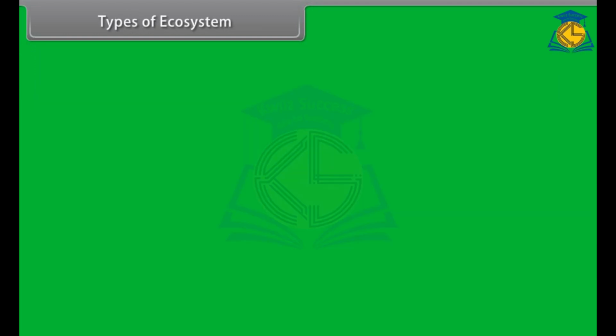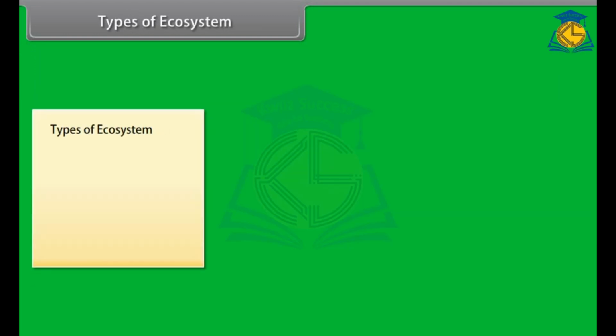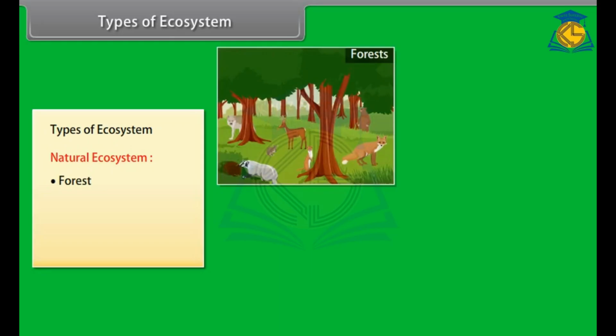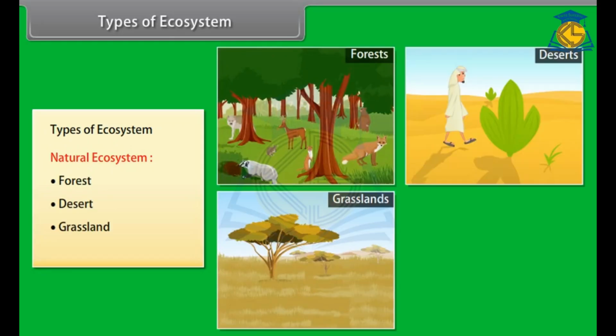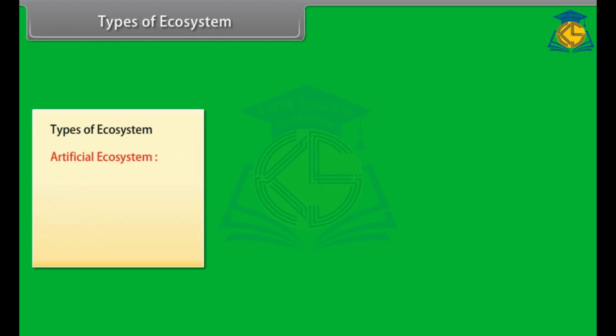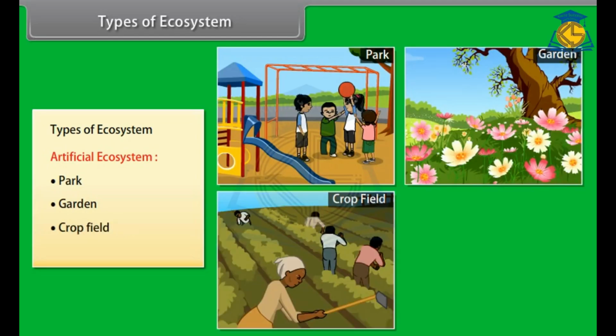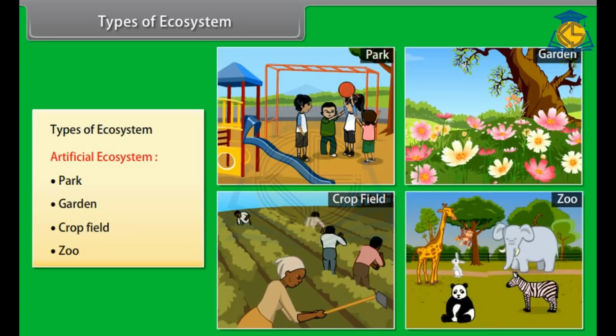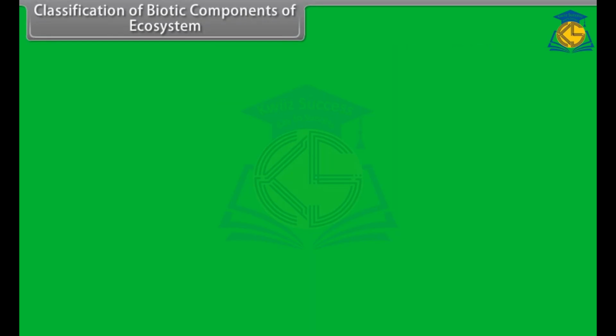Types of ecosystem. There are two different types of ecosystems. They are 1. Natural ecosystem, in which we have forests, deserts, grasslands, mountains, etc. and 2. Artificial ecosystem, in which, for example, parks, gardens, crop fields, zoo, etc. exists. Classification of biotic components of ecosystem.